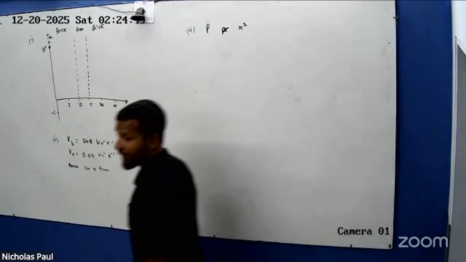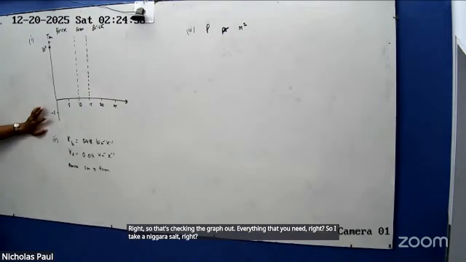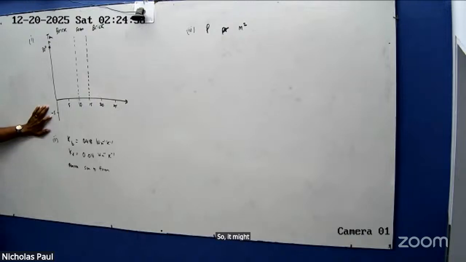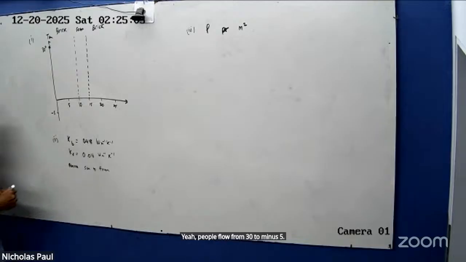Right, so just checking the graphs out. It might look like it should start at -5, but heat wouldn't flow from there. Heat will flow from 30 to -5, right?